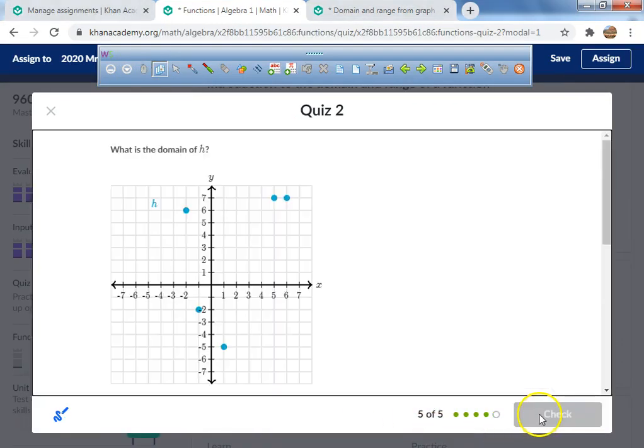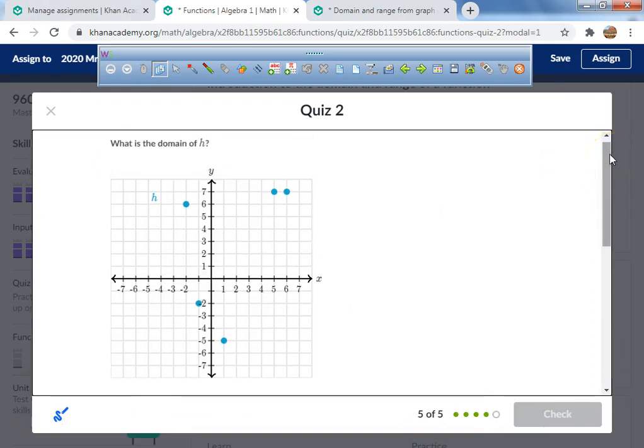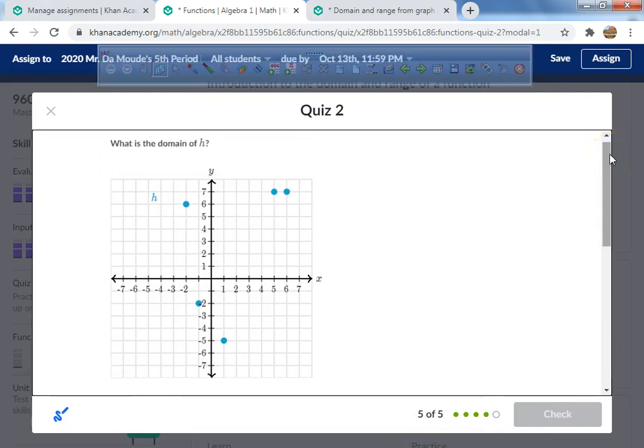Next question. What do we got? Ooh, domain. We got an easy one. So, hey everybody, quick question. What's the domain? You can say it out loud. It's okay. Yeah, that's right.